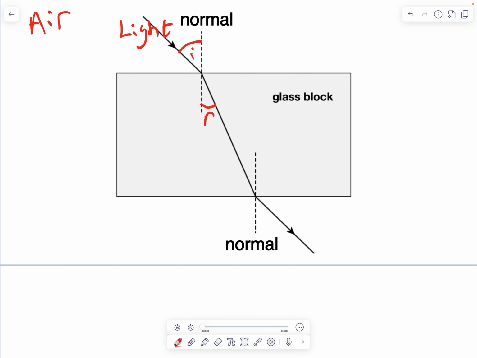Okay, so we've got the speed of light in air, and if you know anything about light, you know that the speed of light in a vacuum is 3 times 10 to the 8 meters per second, and the speed of light in air is basically the same as that once you round it up. It's slightly slower than 3 times 10 to the 8, but when you round it up, it comes to 3 times 10 to the 8 meters per second. So that's the speed of light in air.